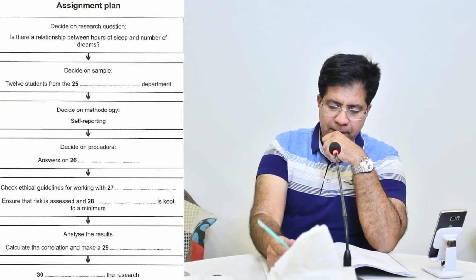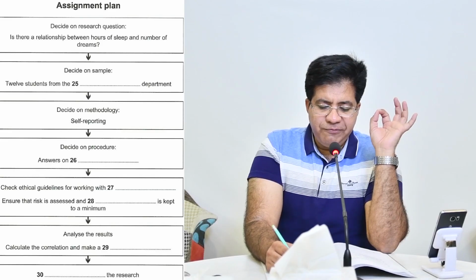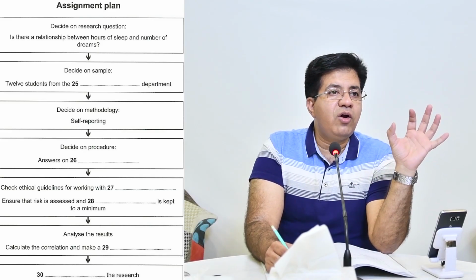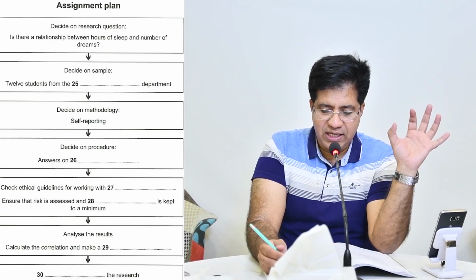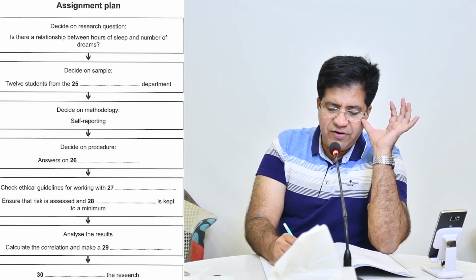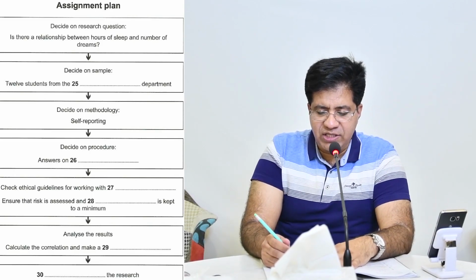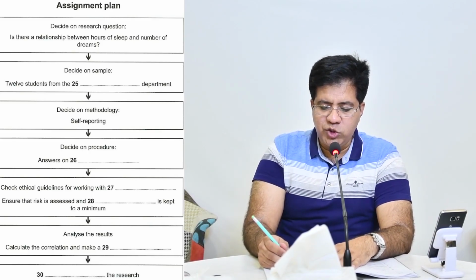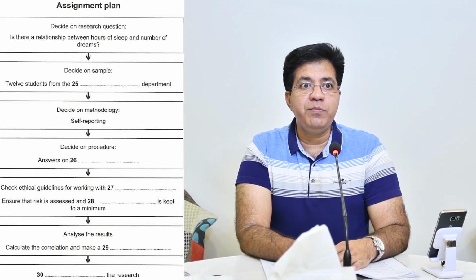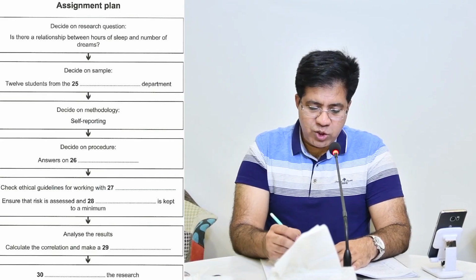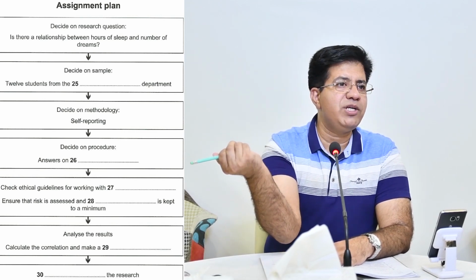So let's see. Assignment plan. Can you see the first part of the flow chart does not contain any question. So you don't have to read it. Okay? You can underline the word relationship, but you don't need to read it. Now come to question 25. Decide on sample, 12 students. Now, when they use the word 12, you have to be alert, my answer is going to come. 12 students from the dash department, very simple. 12 students from history department.